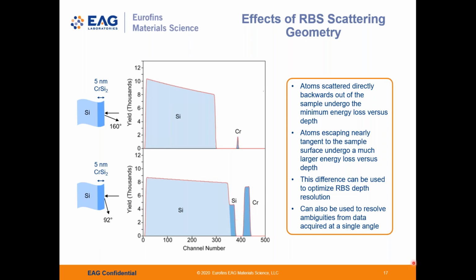The advantage of acquiring additional spectra is that it enables us to resolve ambiguities from data acquired only at a single angle. This difference can be used to optimize the depth resolution and quantification of the elemental ratio of the elements in the film. The next example is RBS depth profiling of a multi-layer tungsten silicide film stack.